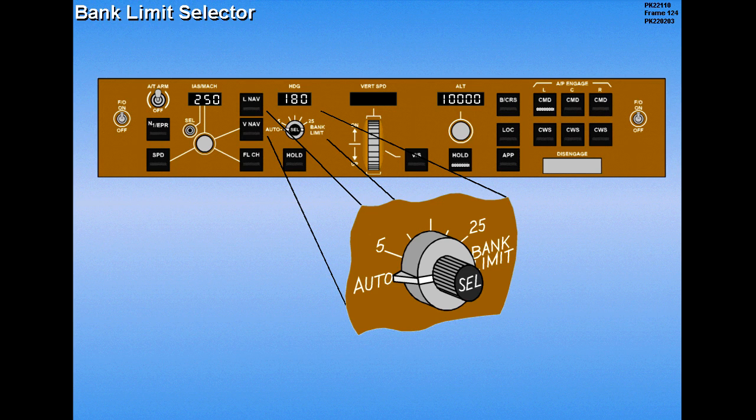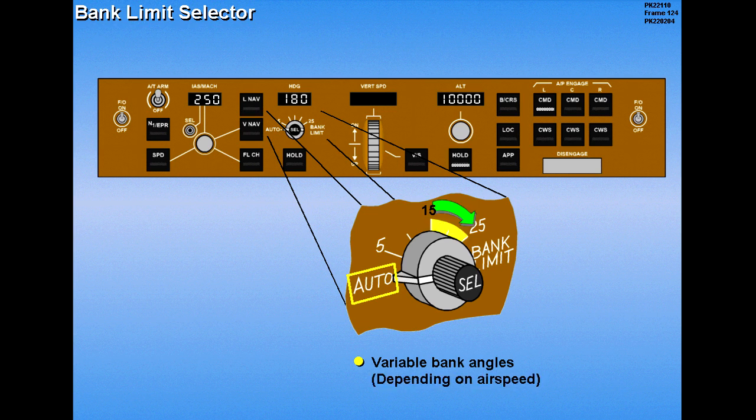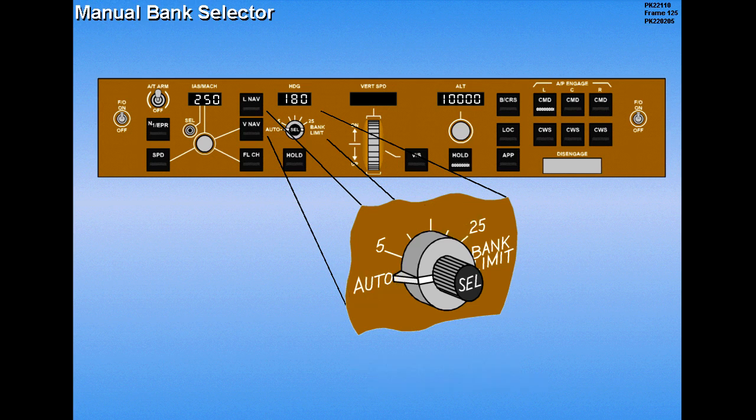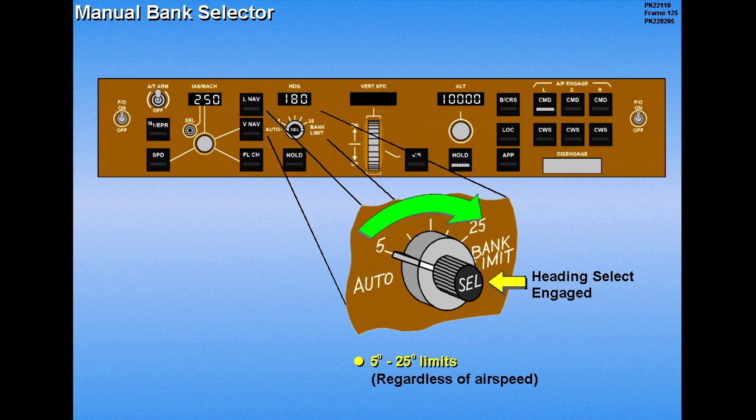Located behind the heading selector is a bank limit selector, which selects the maximum bank angle when heading select is engaged. The auto position permits variable bank angles from 15 to 25 degrees, depending on airspeed. Manually selecting 5 to 25 degrees limits the bank angle, regardless of airspeed.